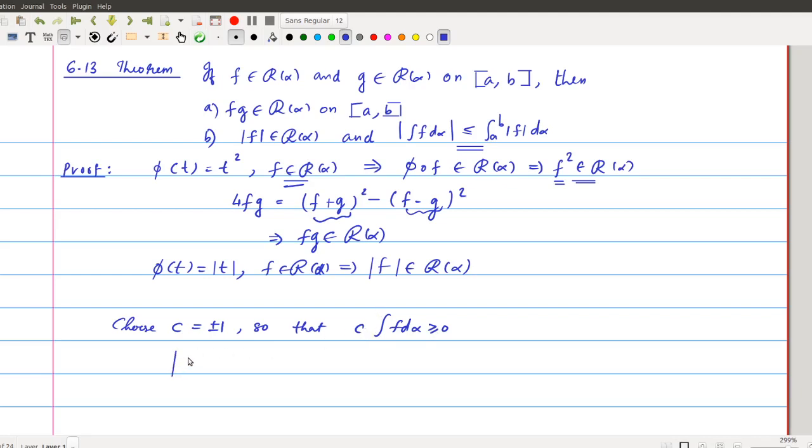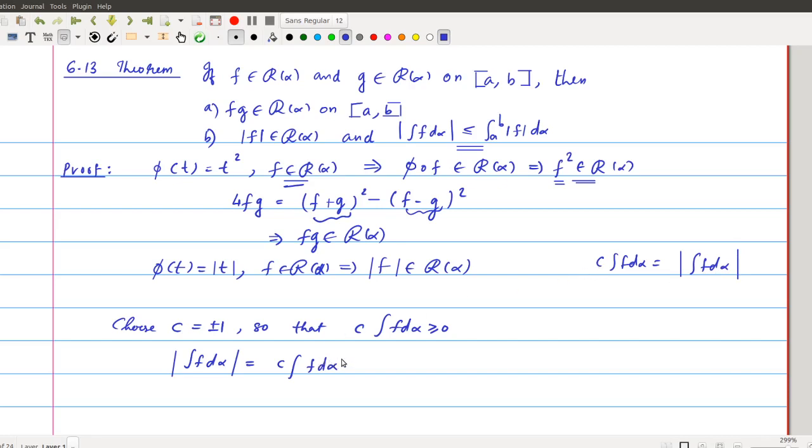Now we have the modulus of the integral of f d alpha. This is equal to c times the integral of f d alpha, because we have chosen c such that this quantity is positive. So c times the integral of f d alpha is always positive, and it is the same as the modulus of the integral of f d alpha. That is the selection of c.